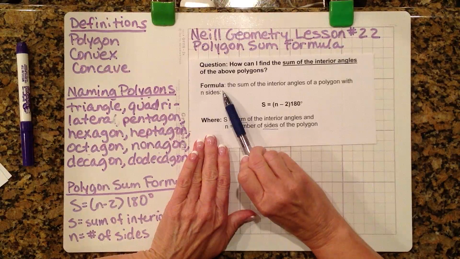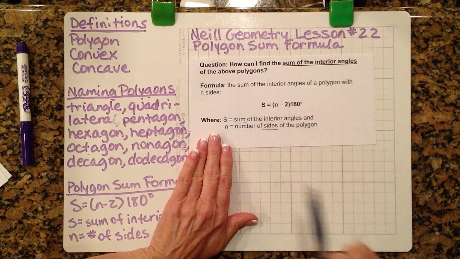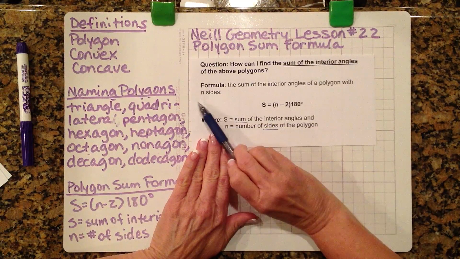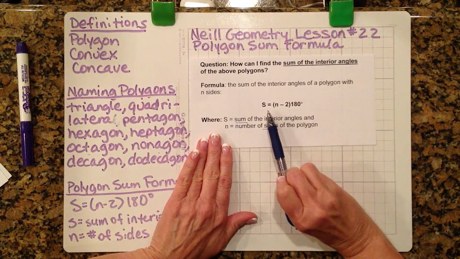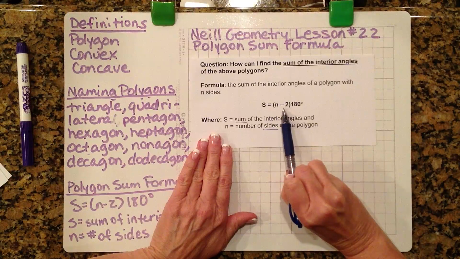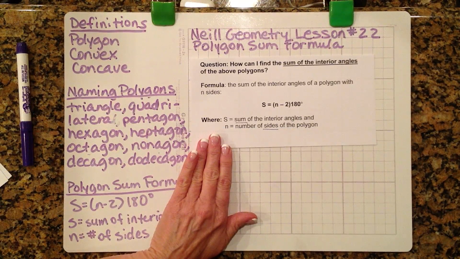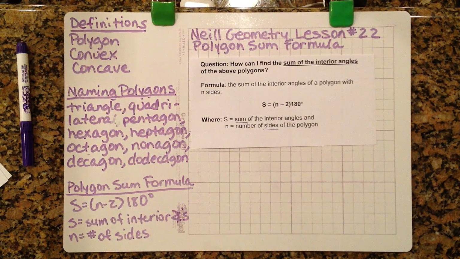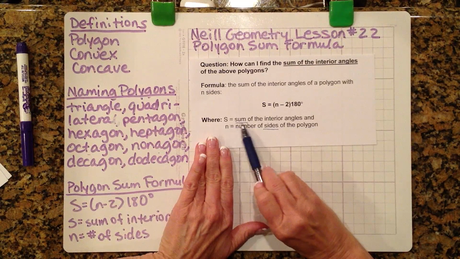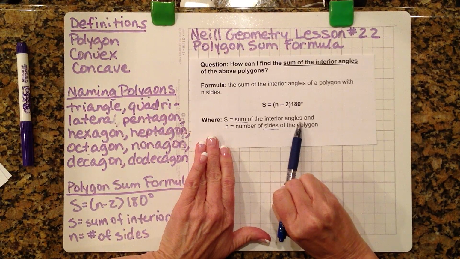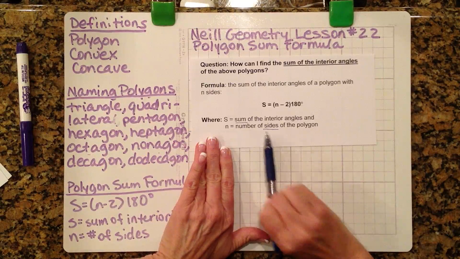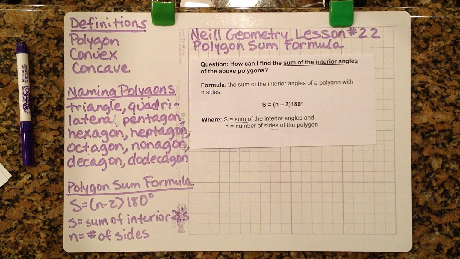Okay, we're going to have a formula for today. The sum of the interior angles of a polygon with n sides. N means the number of sides. The sum is n minus 2 times 180. And you do need to know that formula. Where S is the sum of the interior angles and n is the number of the sides of a polygon.